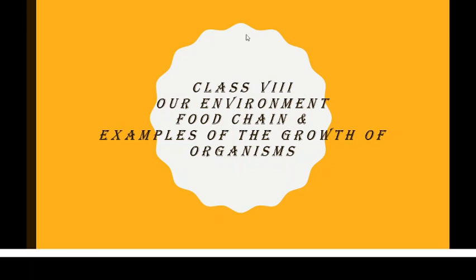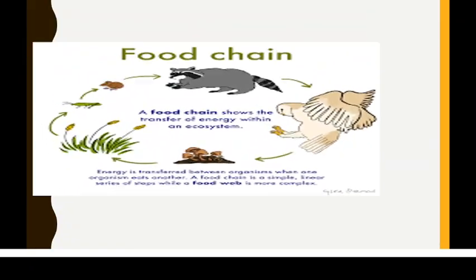So students, today we are going to deal with the same topic, our environment. We have already discussed the food chain, so let us elaborate on it and also look at examples of the growth of organisms. I have two examples to show you, to make it clear how the cycle runs in the ecosystem or in our environment. We have already discussed the food chain, right?